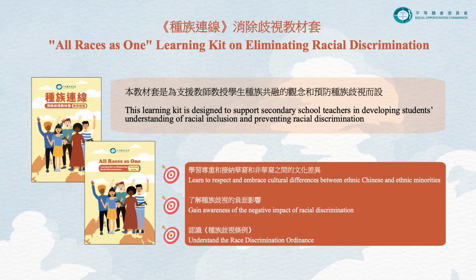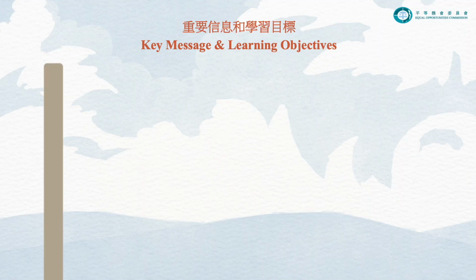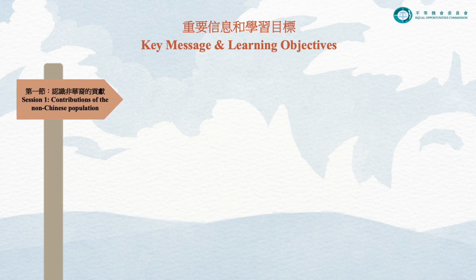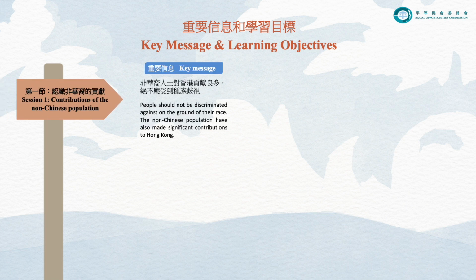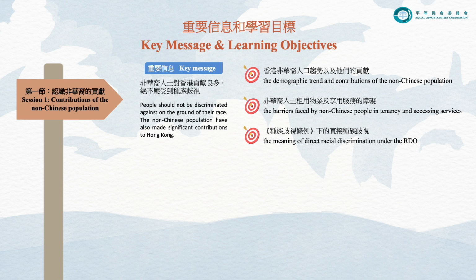The aim is to help students learn to respect and embrace cultural differences between ethnic Chinese and non-Chinese people, gain awareness of the negative impact of racial discrimination, and understand the Race Discrimination Ordinance. There are 4 sessions in the learning kit. Each session has a key message and 3 learning objectives.